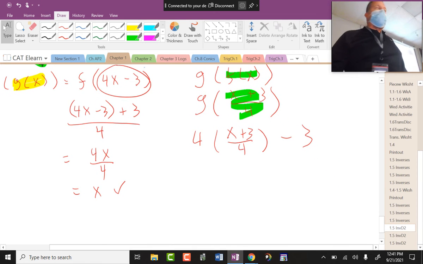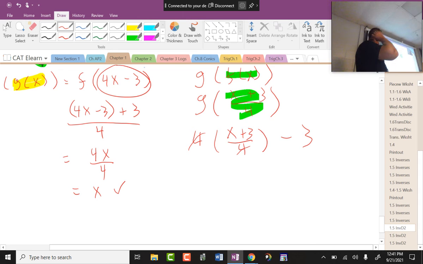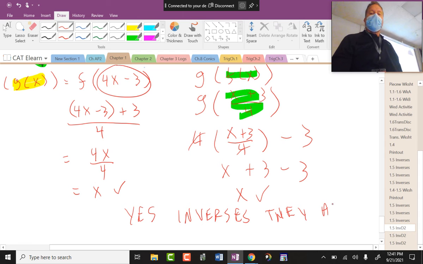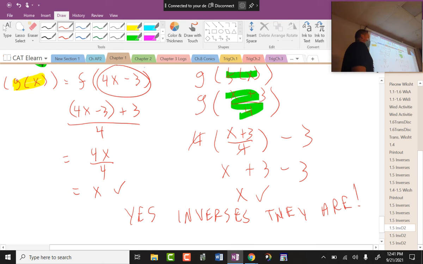By the way, what happens to the 4s, everybody? They cancel. We're so poor with those fractions to not see that right away. That is a beautiful thing with a set of parentheses there. Those 4s cancel to be 1 over 1. And what happens with x plus 3 minus 3? It turns into x, and then you know what you say? Yes, inverses they are. Well, let's say it like Yoda. Yes, inverses they are. I guarantee that's how hard 27 and 29 are.